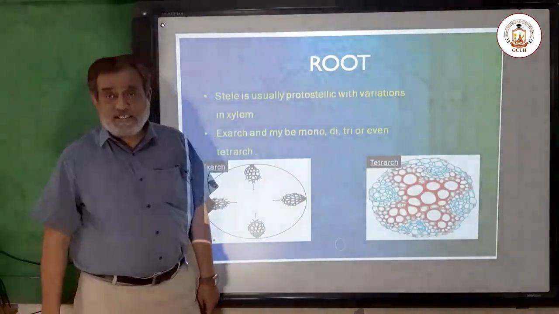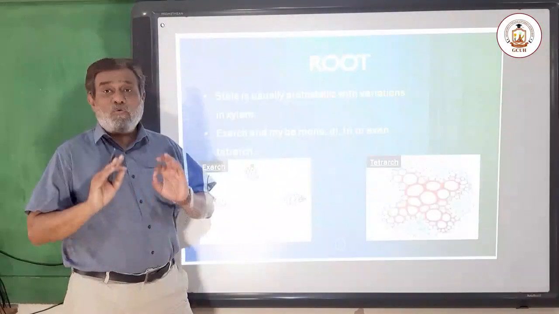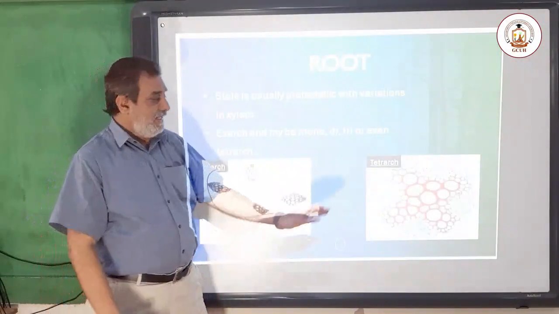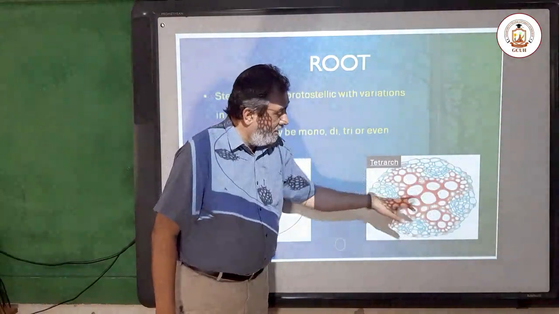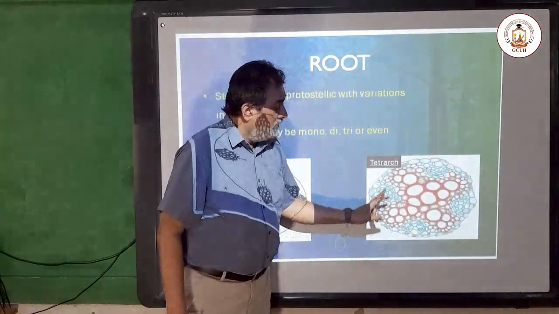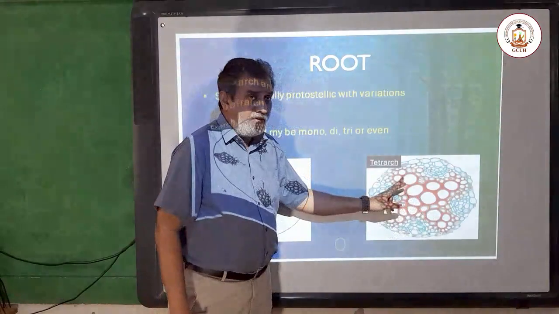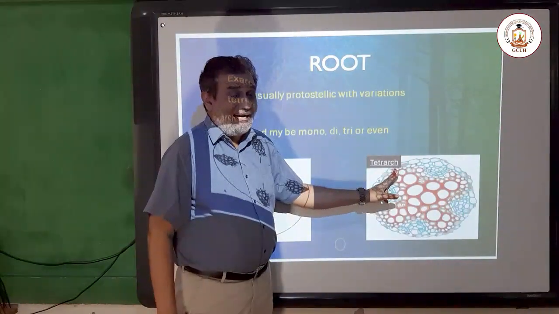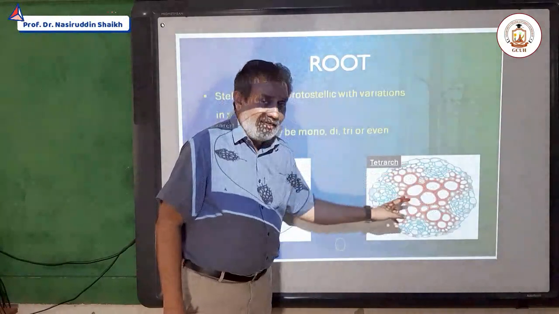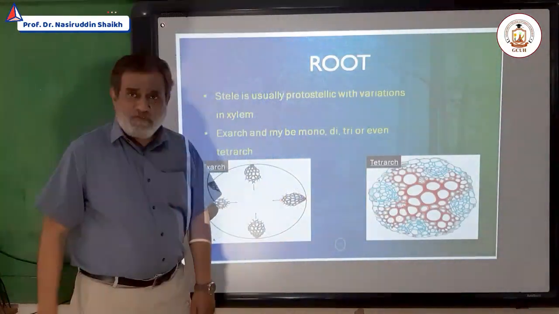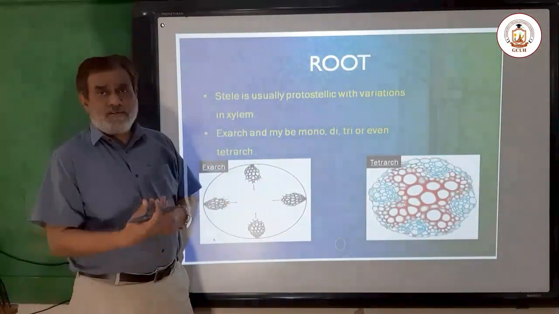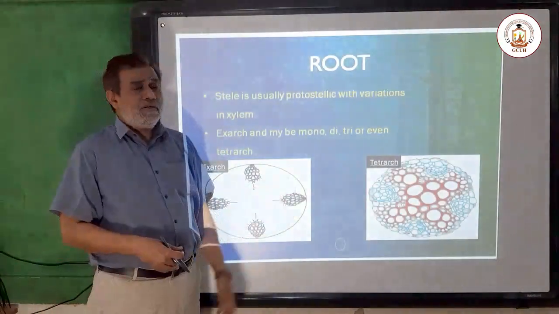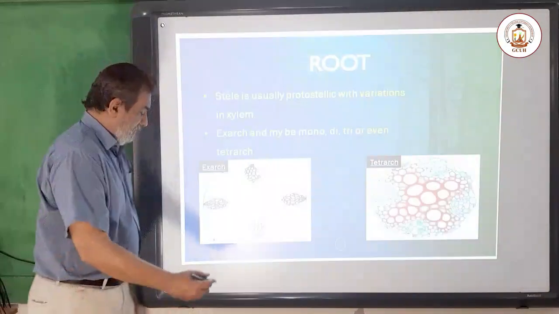You know that in roots the radial vascular bundles are present, and here you can see clearly the phloem and here the xylem. If the xylem forms two structures, we call it diarch; if it forms three structures, we call it triarch; if it is single, we call it monarch. So these are the different types which can be present in the roots of the Pteropsida.